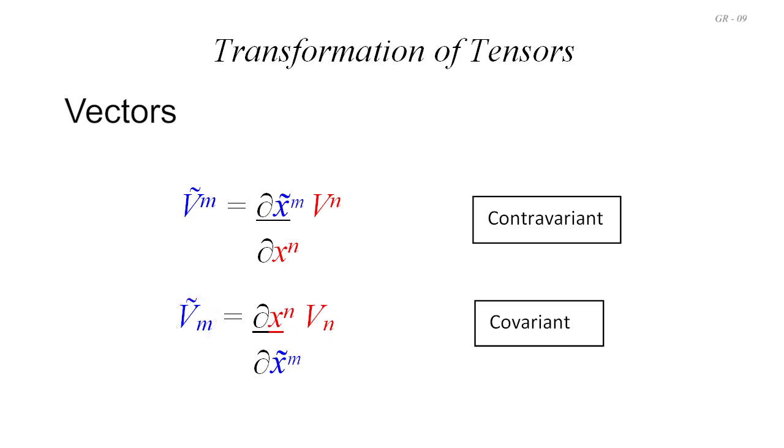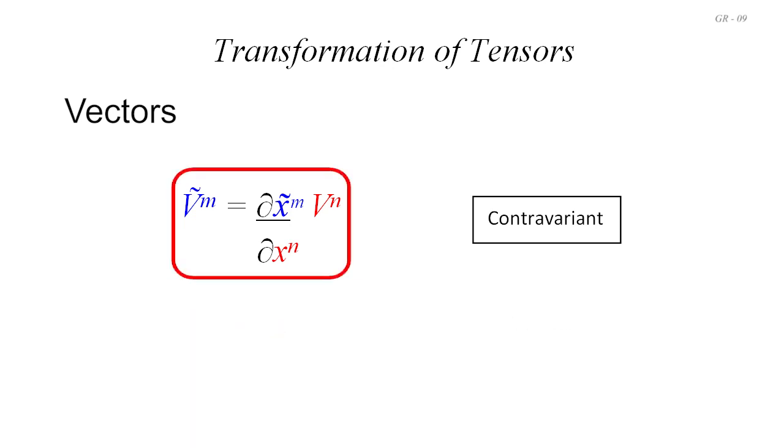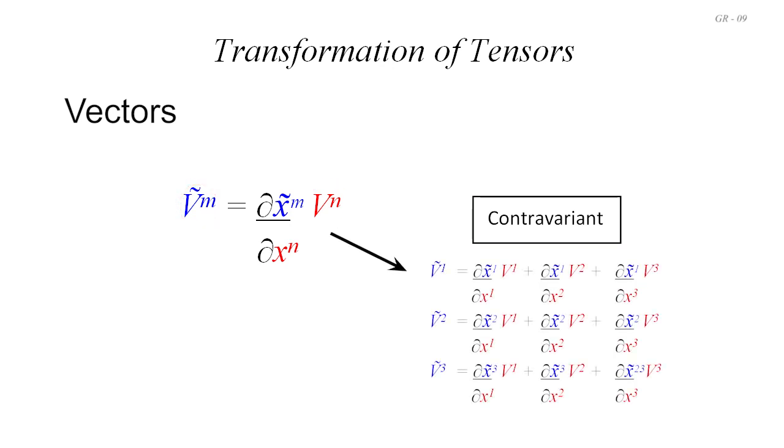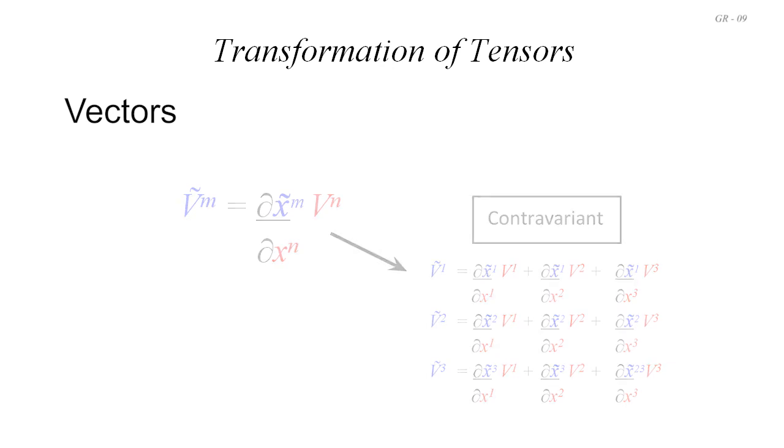You should be beginning to be able to read these summation equations by now. This one, in 3 dimensions, represents 3 equations because of the m going from 1 to 3. But each equation has 3 terms in it because of this implied sum in n. This equation tells you how the measurements of the contravariant or upper components of a vector will change when going from the red to the blue tilde frame. Here are the 3 equations for the contravariant components that this summation represents.